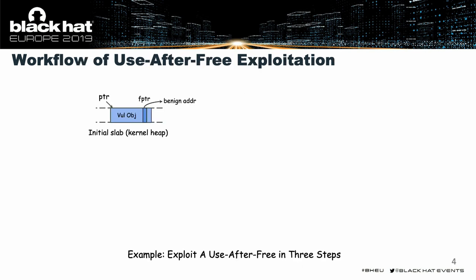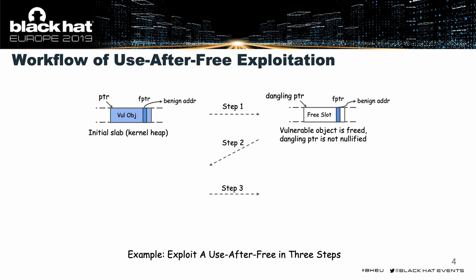Let's see the widely adopted exploitation approach for use-after-free vulnerability in the Linux kernel. At the very beginning, the vulnerable object possesses a slot and encloses a function pointer targeting a benign address. The kernel visits the fields of the vulnerable object via a pointer. We can exploit the use-after-free vulnerability in three steps. In the first step, the vulnerable object is freed and the slot holding it is recycled for following allocations. The dangling pointer occurs and is not nullified. The adversaries can continue to visit the freed memory, including the function pointer. At this moment, the function pointer still targets a benign address.